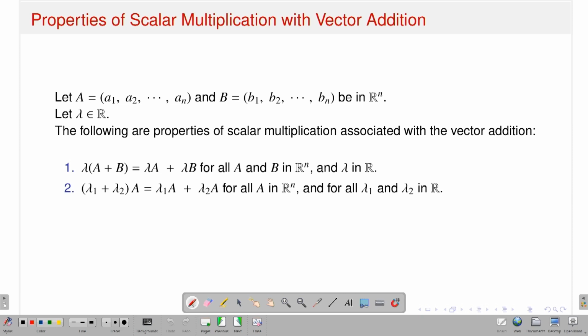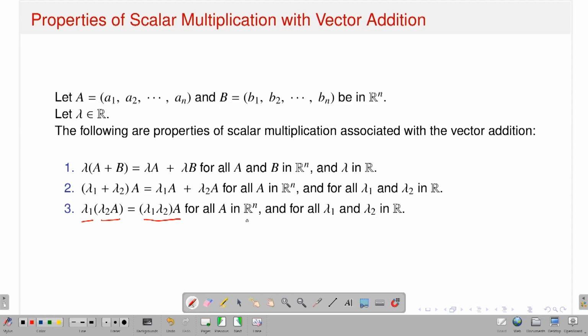The next property is that the sum of scalars lambda 1 plus lambda 2, multiplied with A, is equal to lambda 1 times A plus lambda 2 times A, for all vectors A in Rn and for all scalars lambda 1 and lambda 2. The third property is that the scalar multiplication of lambda 1 with the vector lambda 2 A is equal to the scalar multiplication of lambda 1 lambda 2 with the vector A, for all A in Rn and all scalars lambda 1 and lambda 2.